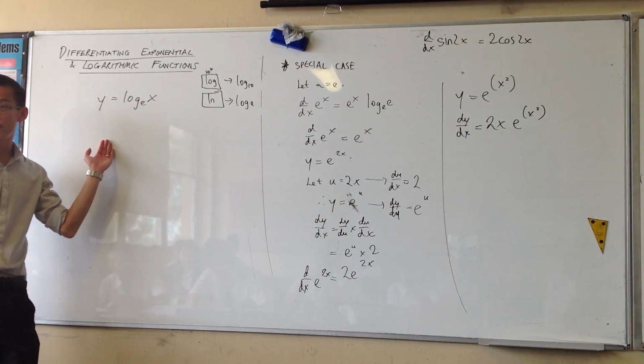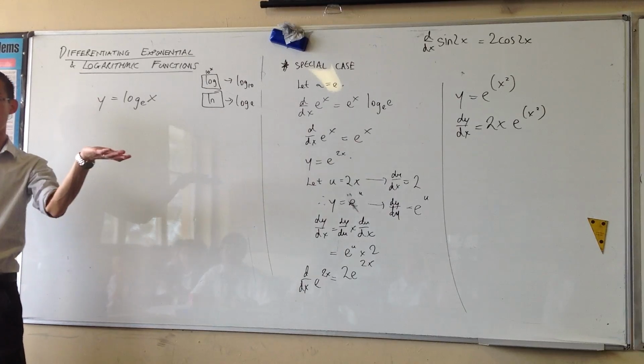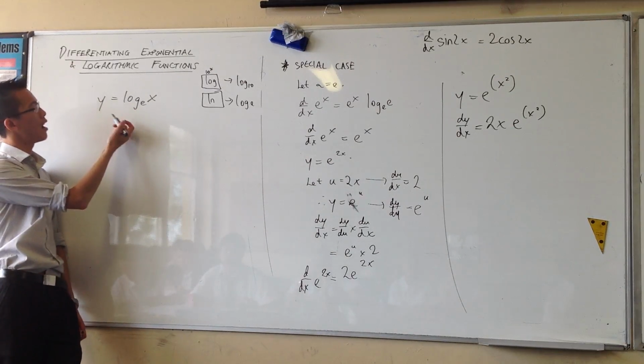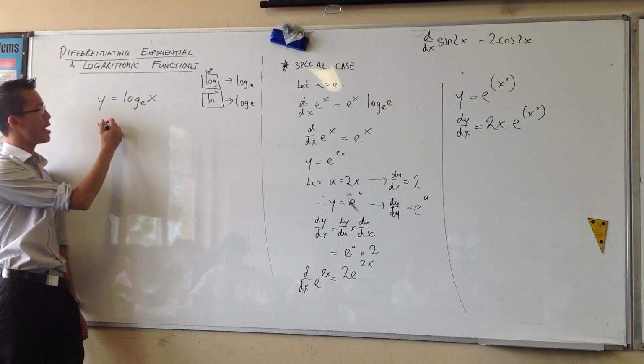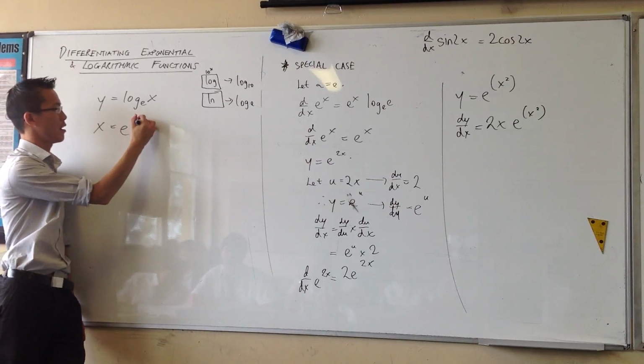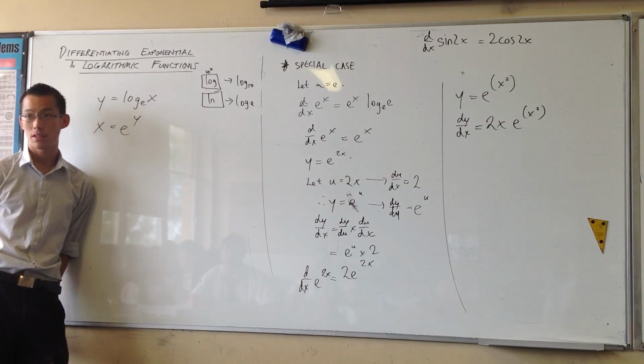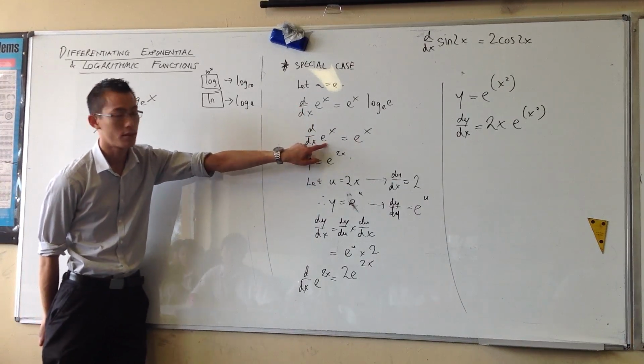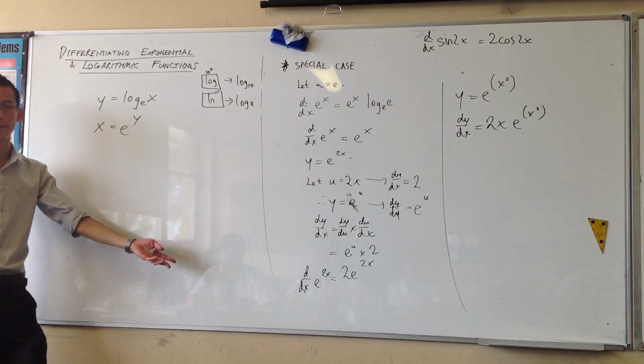Yeah, this is a log equation, and logs and indices are really just opposite sides. So if I were to rewrite this, I would say x is equal to e to the y. Is that okay? Does that make sense? This is very, very similar to what I have over here, right? Except it's just a different variable up there.